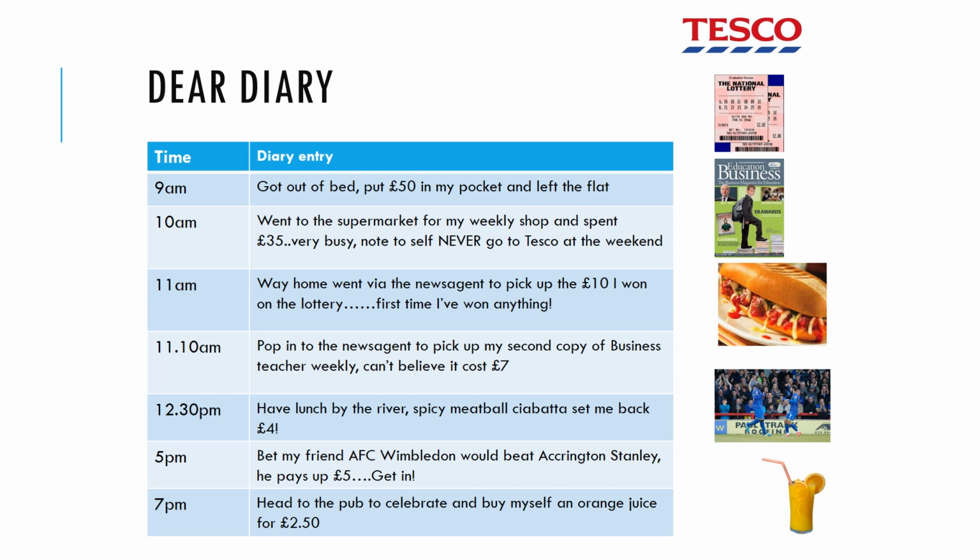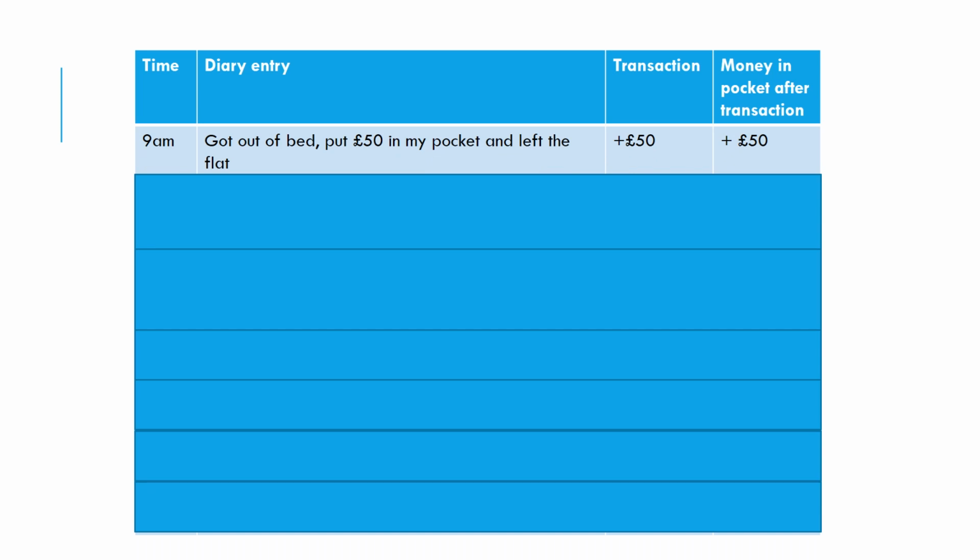Now what we can do with this information, despite appreciating what a wild life I have, is to look at the flows of cash I received in and out the day. So to start off with, at 9 o'clock putting £50 in my pocket, the value of that transaction was plus £50 to me. I put that in my pocket. So at the end of that transaction, I would have £50 in my pocket.